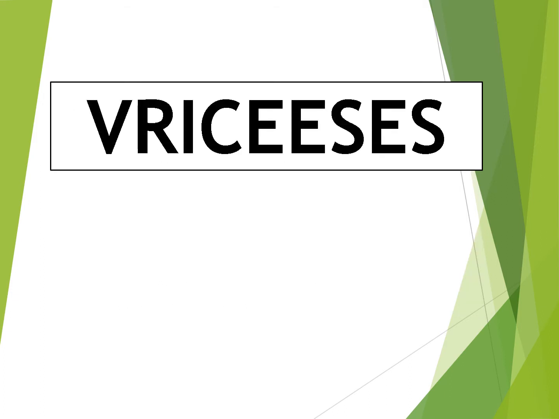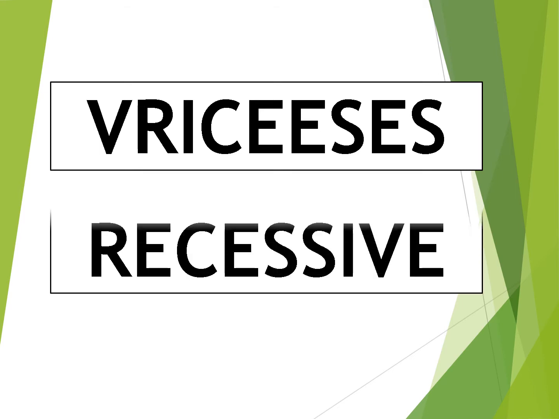Next, we have this set of jumbled letters. Now what word is being formed? We have the word recessive. What do you mean by recessive? When we say recessive allele, this is the gene that shows up less often in a cross. It represents the recessive trait and can be written in lowercase letter.